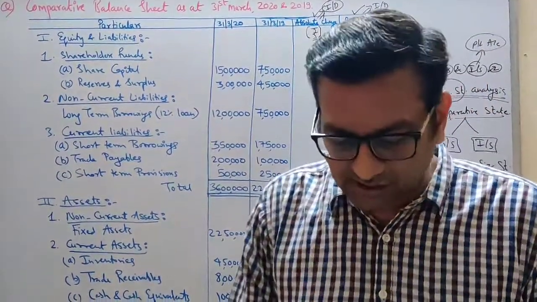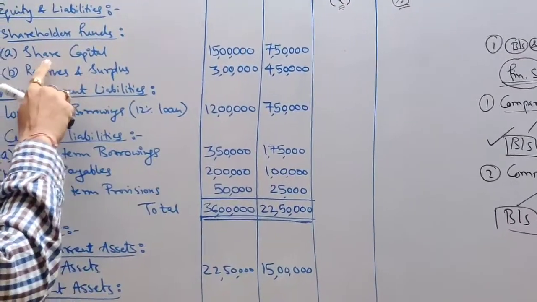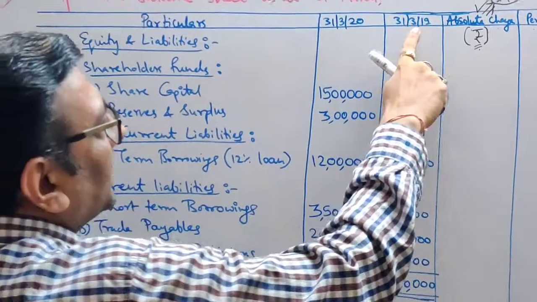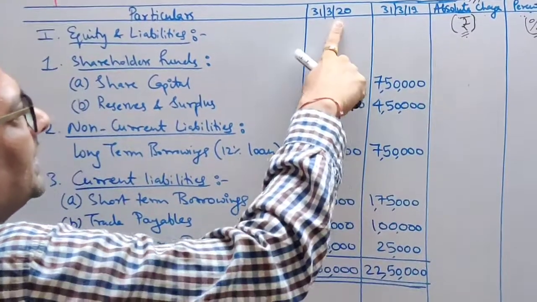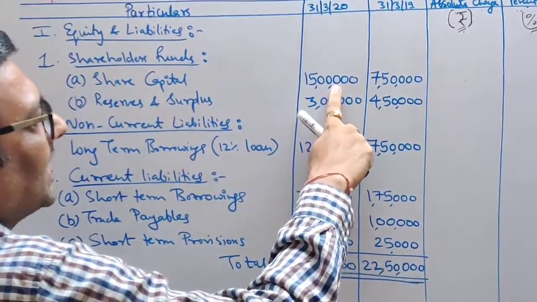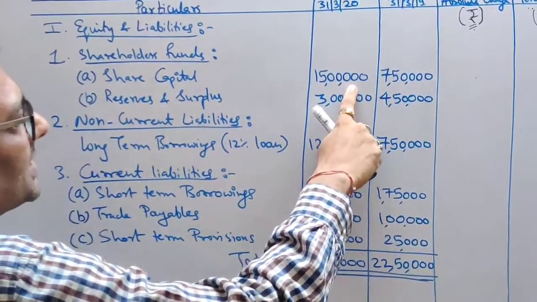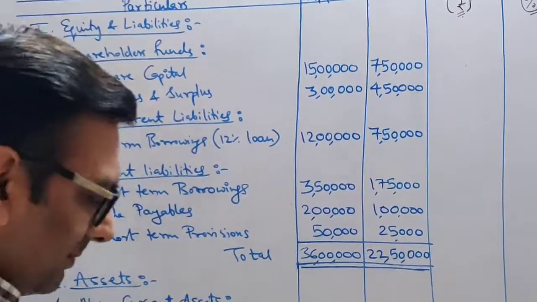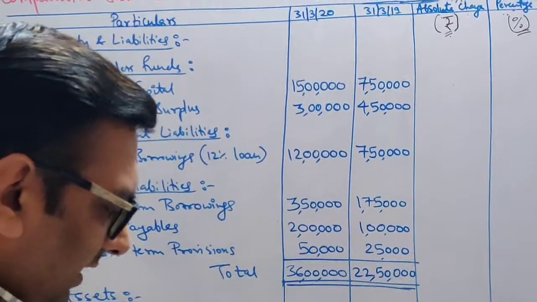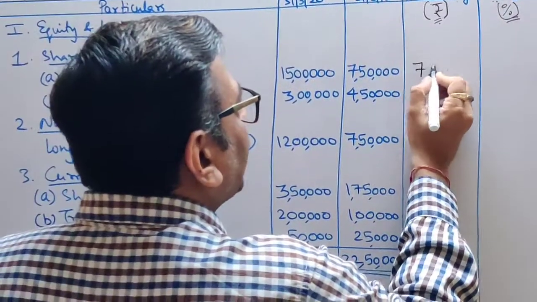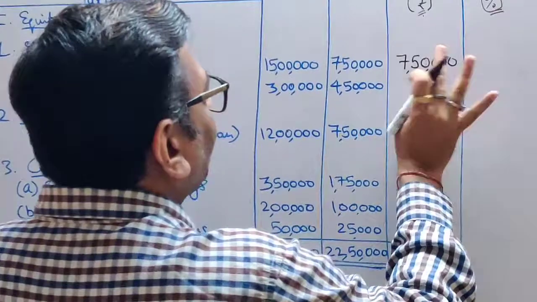It's very simple, students. You have to simply calculate increase and decrease here. So which is the first item here? Share capital. So in the year 2019, share capital of the company was 7,50,000. In the year 20, it became 15 lakh. So it is very simple. Last year it was 7,50,000. This year capital is 15 lakh. So there is an increase. So if you minus 15 lakh minus 7,50,000, your increase is 7,50,000. Since this is an increase, you don't put bracket to this.